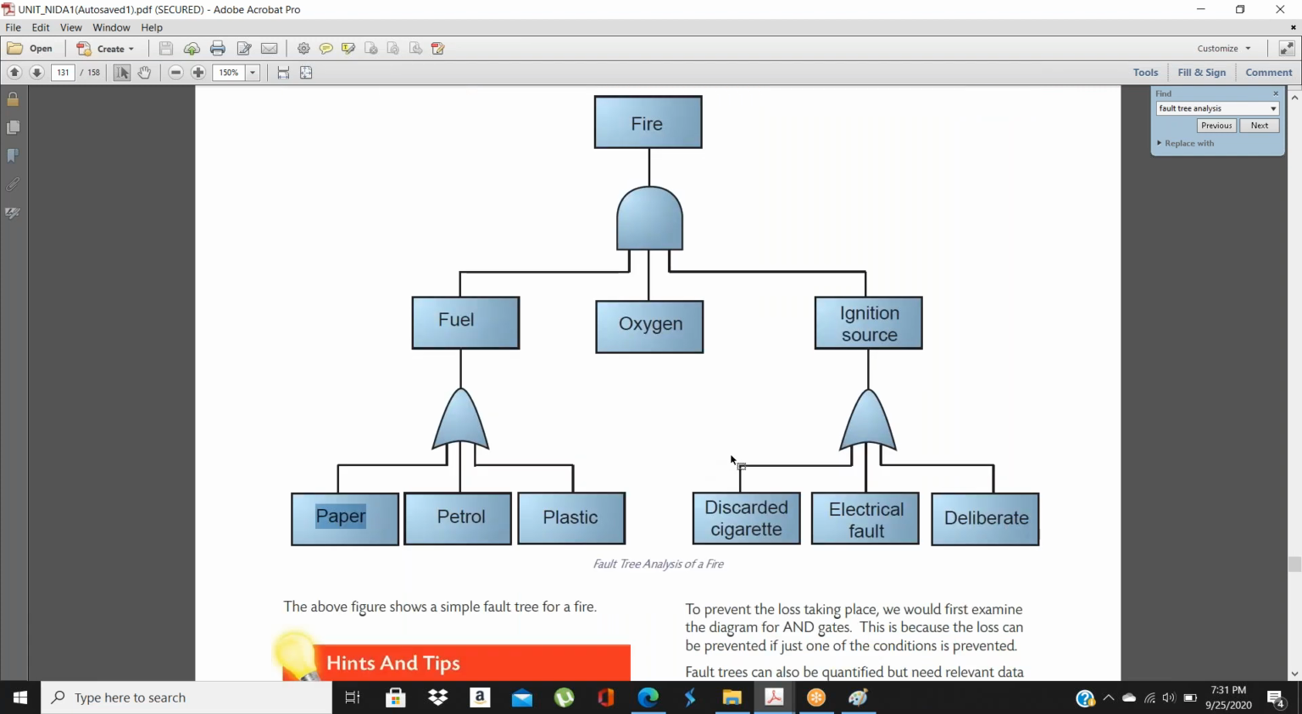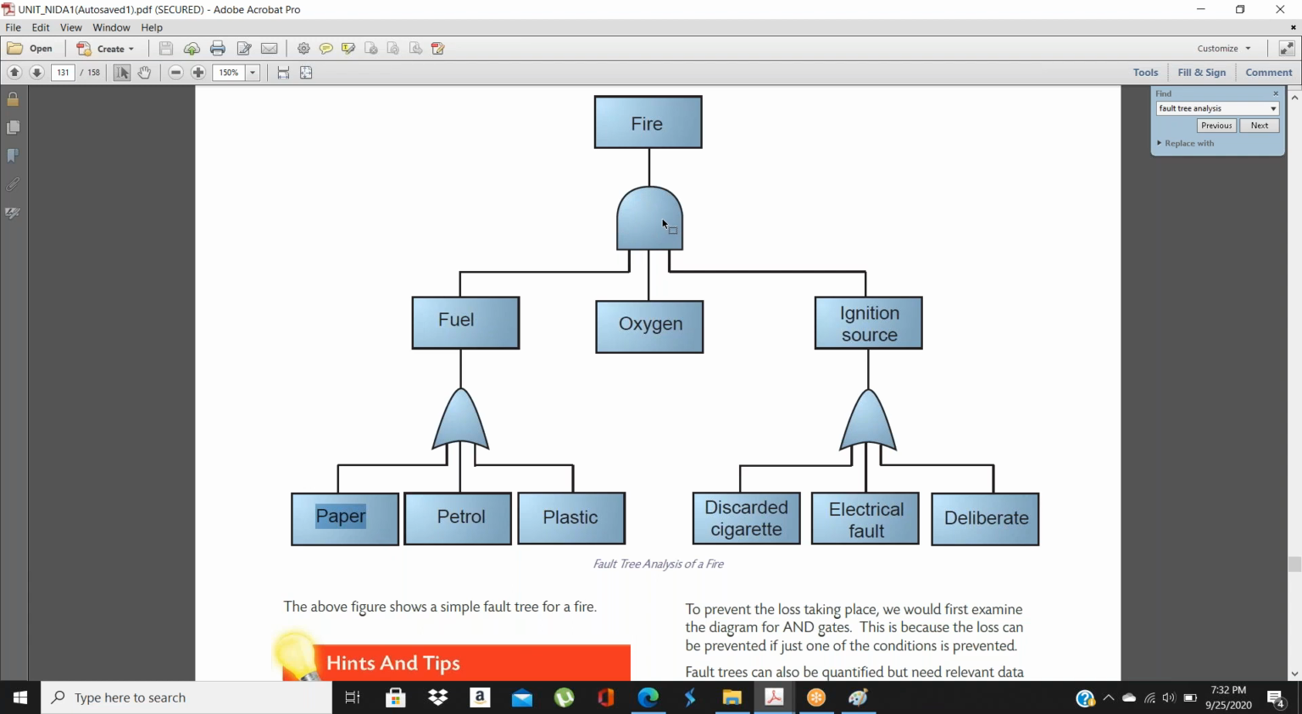It seems like the AND gate and the OR gate are branches of the AND gate. The fuel has three branches. The event has three main events, the ignition source has three main events, and there are AND gates and OR gates. No, it doesn't mean that there should always be an AND gate. Sometimes there should also be an OR gate, but it depends upon your event.